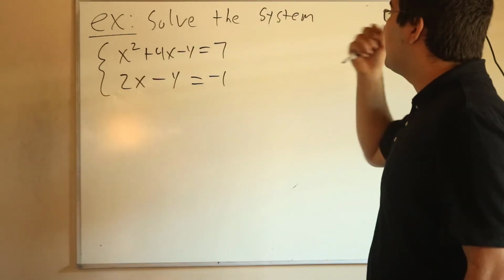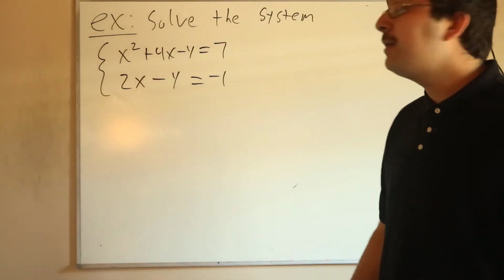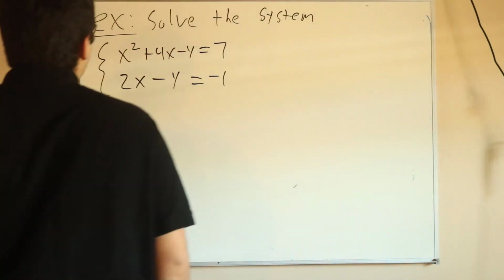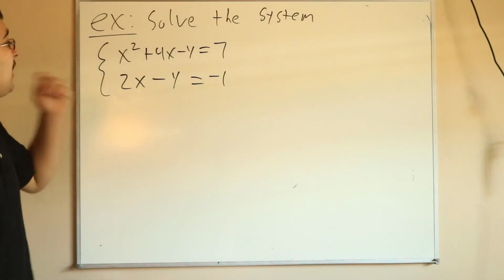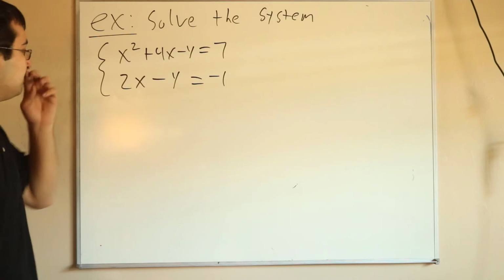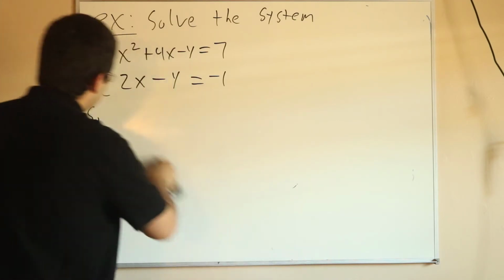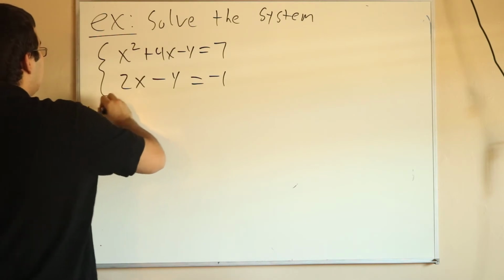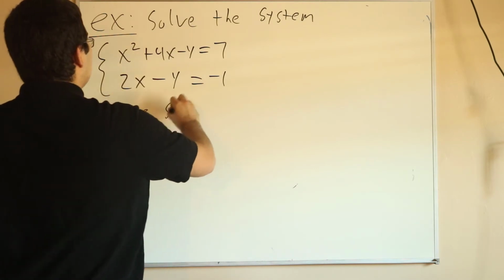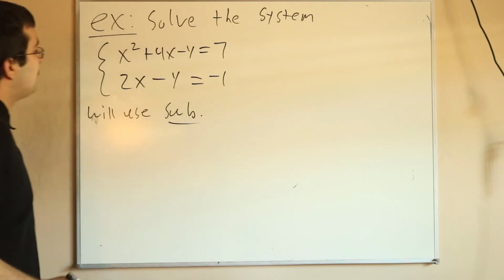Okay, so for our next example, let's consider the following system. x squared plus 4x minus y equals 7. 2x minus y equals -1. So I'm going to solve this using substitution.